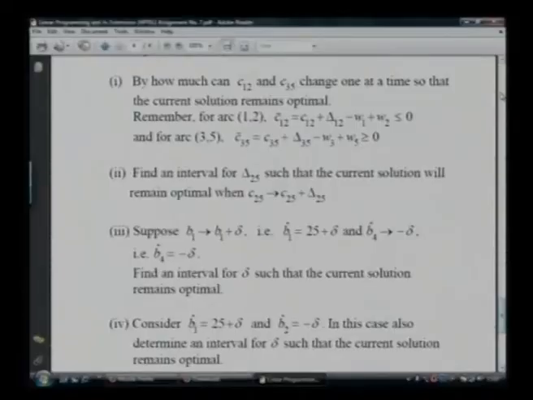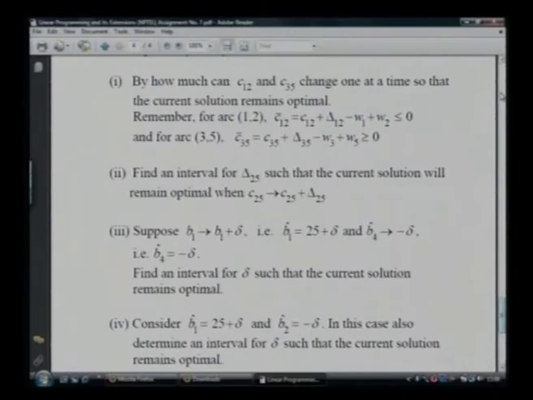Then part 3, I have changed B1 to B1 plus delta, and B4 to minus delta, because B4 was a transshipment point earlier, so that the sum of Bi remains 0. So now find an interval for delta such that the current solution remains optimal. What will be the feasible values of delta? You have to try to send along the path from 1 to 4. You will have a path in the current spanning tree, and just see how much amount you can send on that path, and that will be your feasible interval for delta.